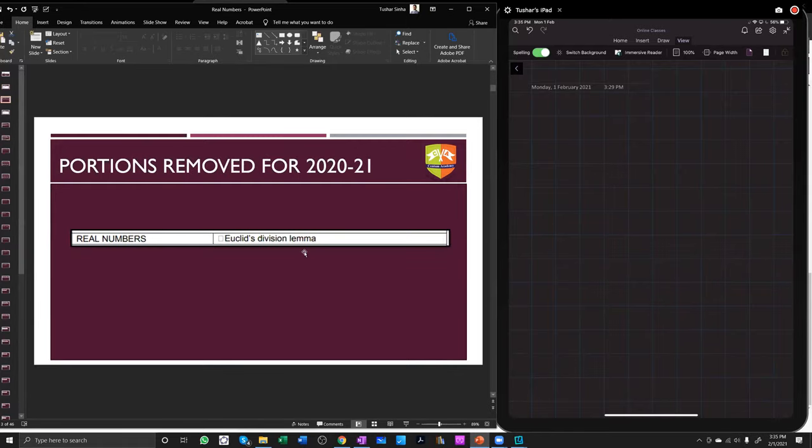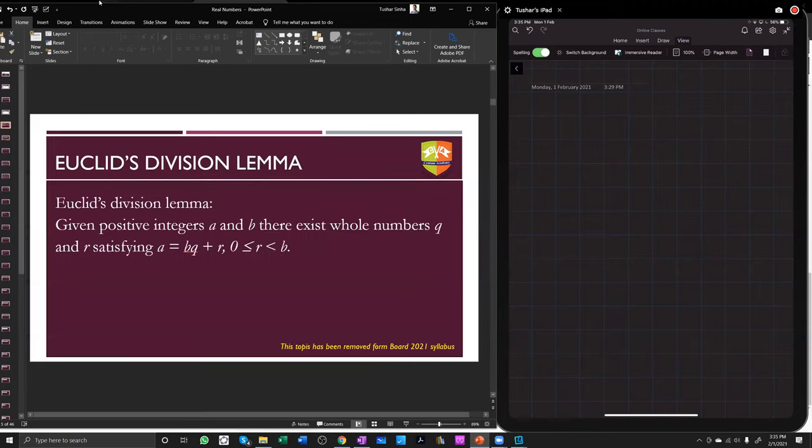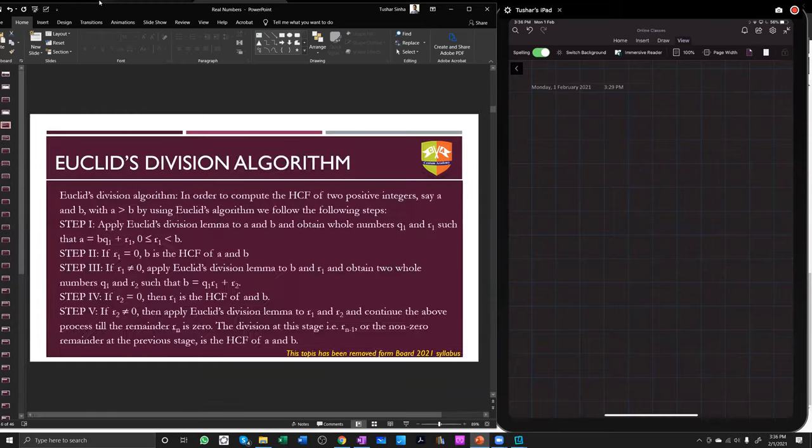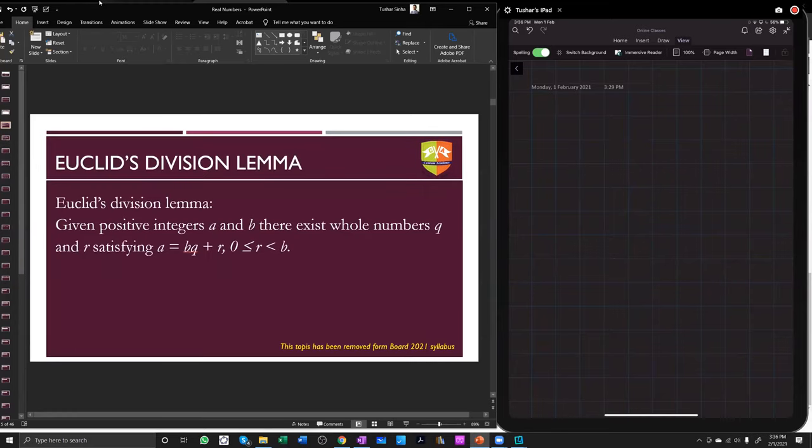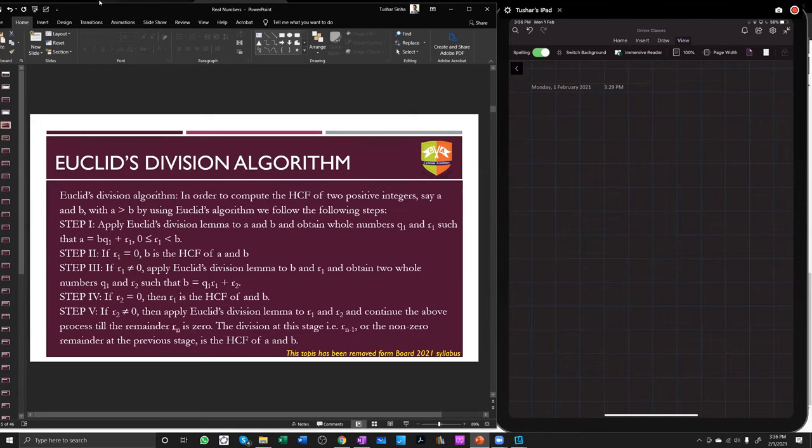Euclid's division lemma is removed, but without that, this is the most basic concept in your grade 10. The other topics which are there in this chapter are the fundamental theorem of arithmetic, HCF, LCM, and then rational and irrational numbers and things like that.